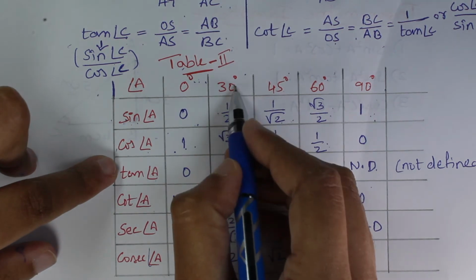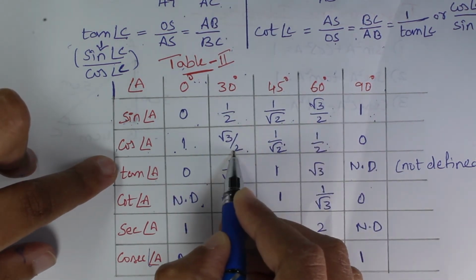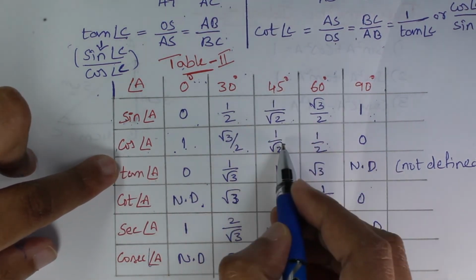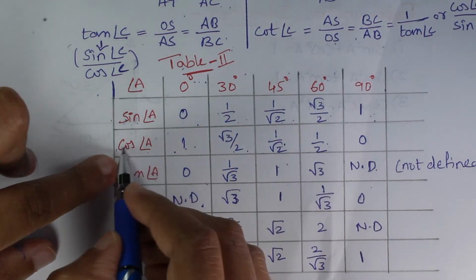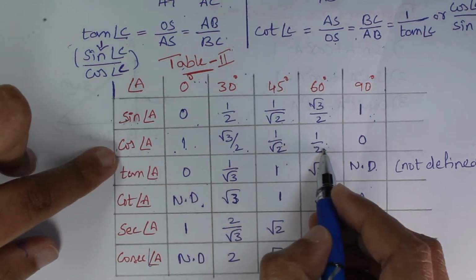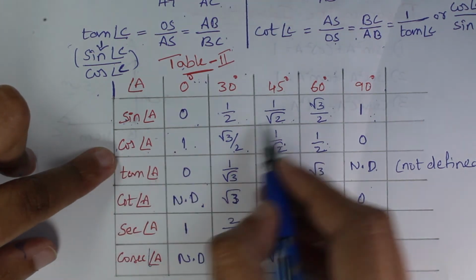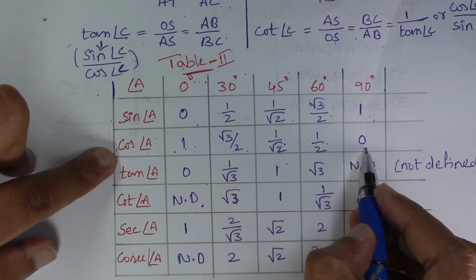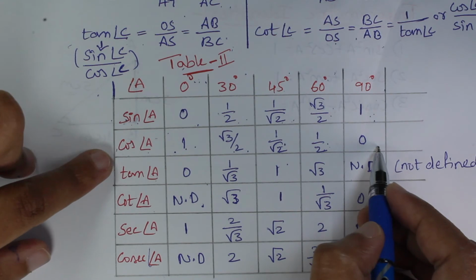Cos of 30 degrees is equal to the sine of 60 degrees, that is root 3 by 2. Cos of 45 degrees is same as sine of 45 degrees, that is 1 by root 2. Cos of 60 degrees becomes sine of 30 degrees, that is 1 by 2. Cos of 90 degrees becomes sine of 0, that is 0.